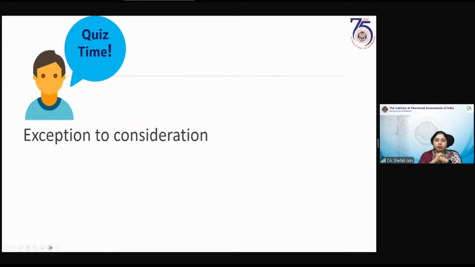Now, exception to consideration. You don't have to give examples. You just have to tell me, where do we actually have to go if consideration is not present? That consideration test, an activity or transaction is not qualifying. Then where do we have to go? Or which is the particular portion of the CGST Act where we have to look for the transactions which will qualify even if consideration is not there?